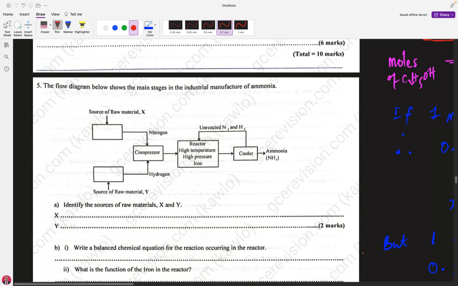So the question now says, A, identify the sources of raw material X and Y. Okay, this is not new to you. I am certain you have this with you. So X is nitrogen. Nitrogen is obtained from the fractional distillation of liquid air.